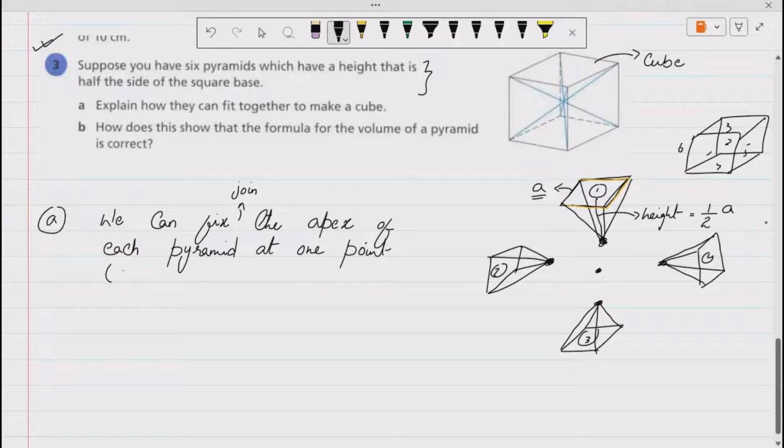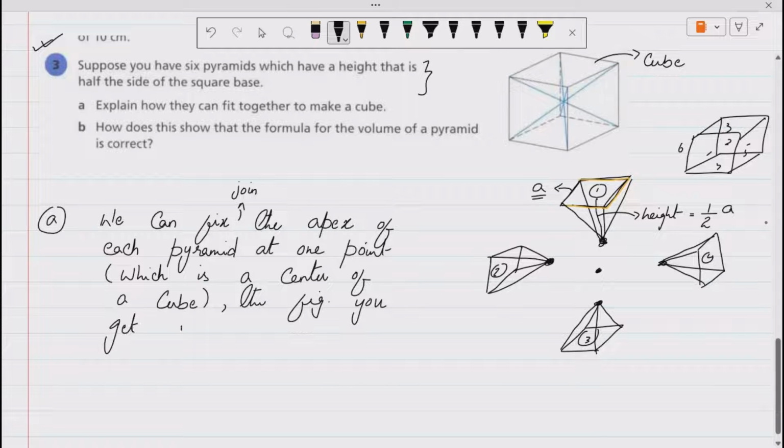At this point, which is the center of a cube, when you join all six at this point, the figure you get is a cube, and this point becomes the center of the cube. So part A is really easy. We just have to explain how we can join them. We join the apexes at one point, and we get a cube.